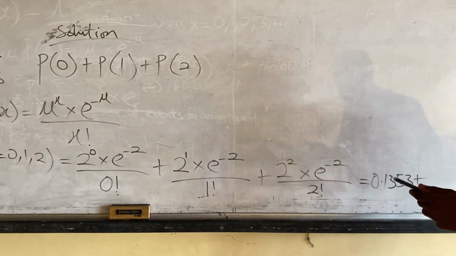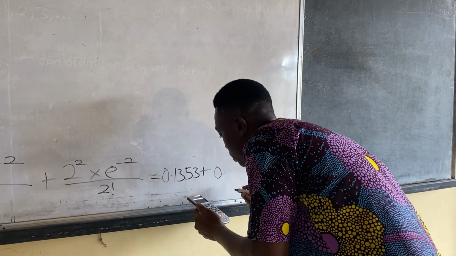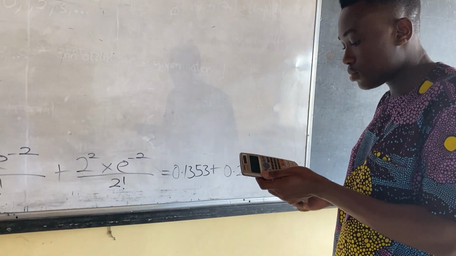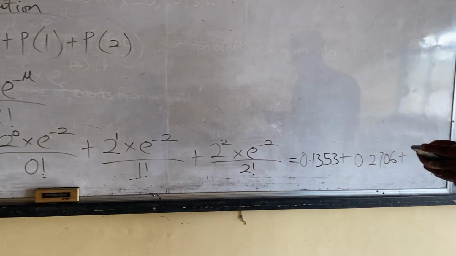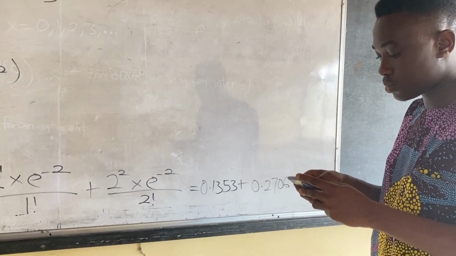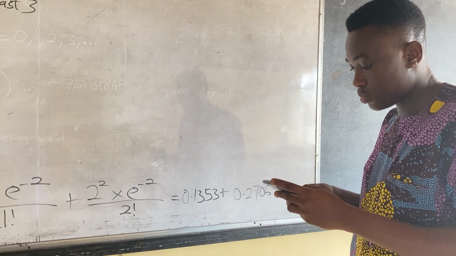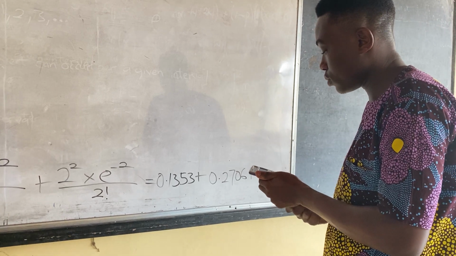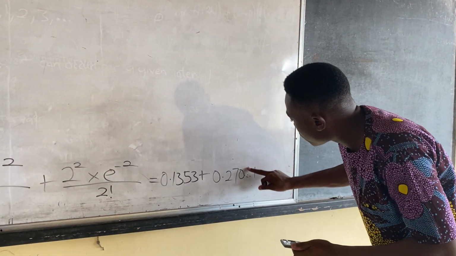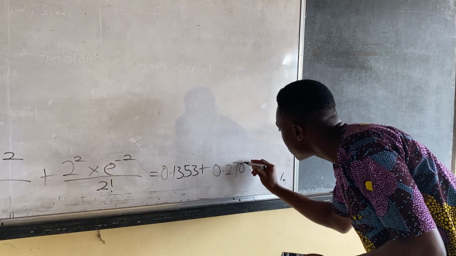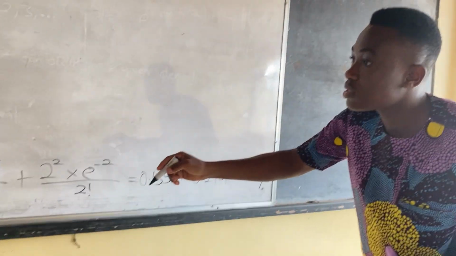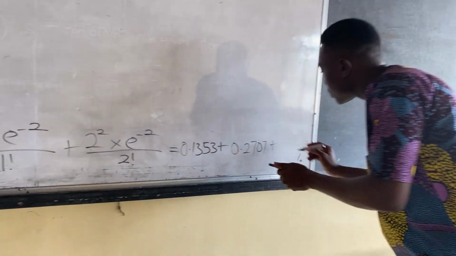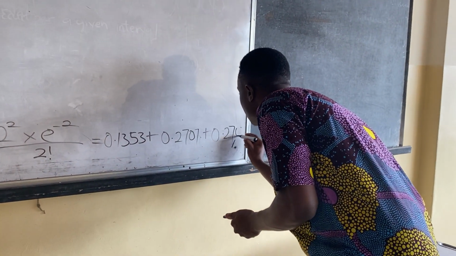Probability of x equals 1. We have 0.2706. And then our third, probability of x equals 2. This one to 4 decimal places gives us 0.2707, and then probability of x equals 2, which is our third, also gives us 0.2707.